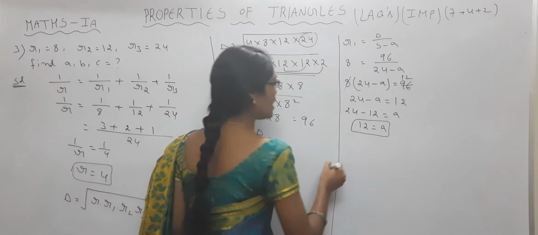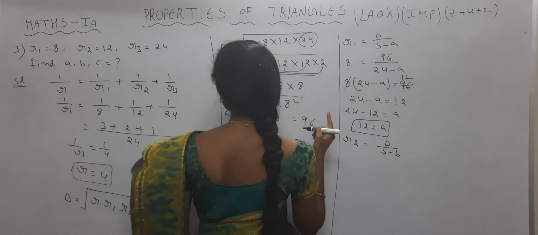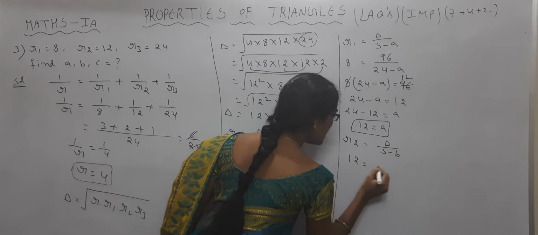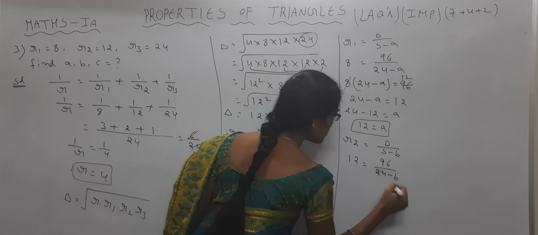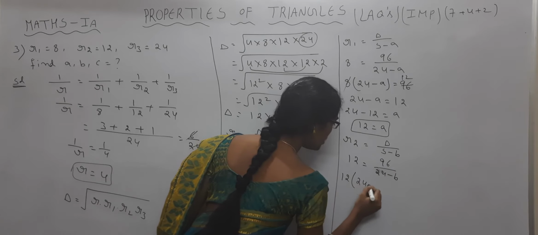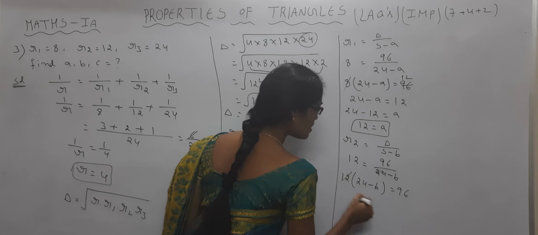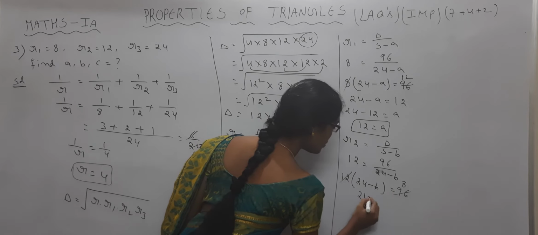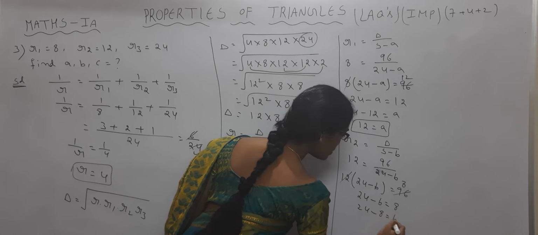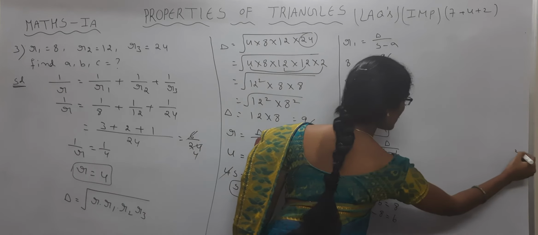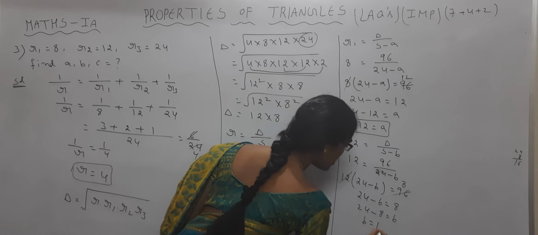Next, find the B value. Now take the formula R2 is equal to delta by S minus B. What is the R2 value? 12. So 12 is equal to delta value 96 by S value 24 minus B. Take the cross multiplication. 12 into 24 minus B is equal to 96. 12 ones are 12, 12 eights are 96. So 24 minus B is equal to 8. So 24 minus 8 is equal to B. 24 minus 8 is 16. So B is equal to 16.